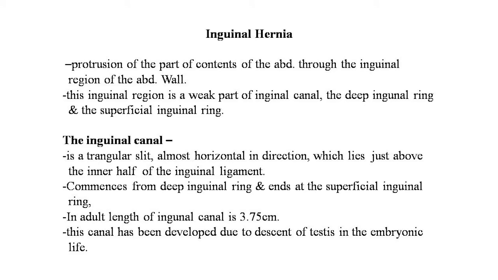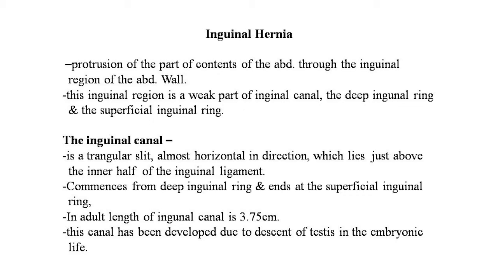The inguinal hernia means the protrusion of part of the contents of the abdomen through the inguinal region of the abdominal wall. This inguinal region is a weak part of the abdominal wall due to the presence of the inguinal canal, the deep inguinal ring and the superficial inguinal ring. The inguinal canal is a triangular slit, almost horizontal in direction, which lies just above the inner half of the inguinal ligament. It commences at the deep inguinal ring and ends at the superficial inguinal ring.